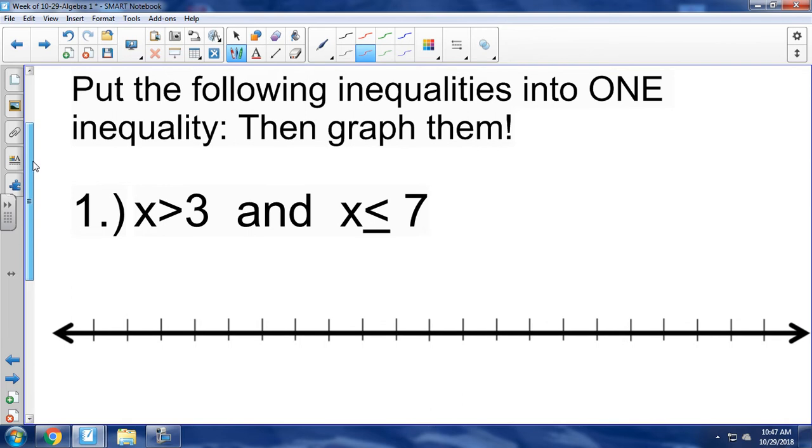So the first thing we're going to do is put the inequalities into one inequality and then graph them. So let's just think about what this means. We have x is greater than 3 and x is less than or equal to 7. How can that be put into one sandwich inequality? What are your thoughts on that? Tell me what you think. Yes, Jade.